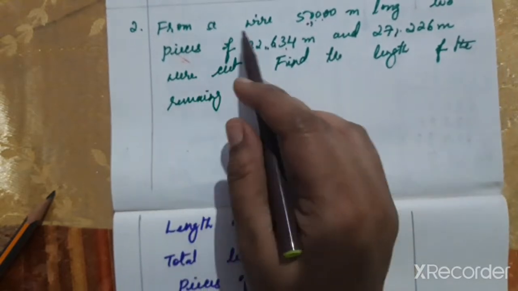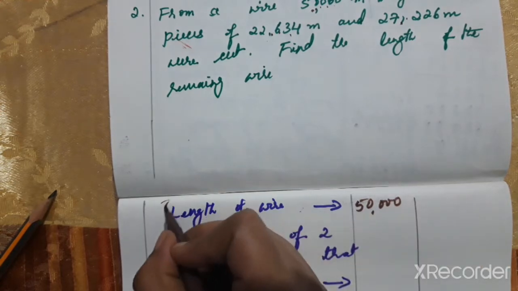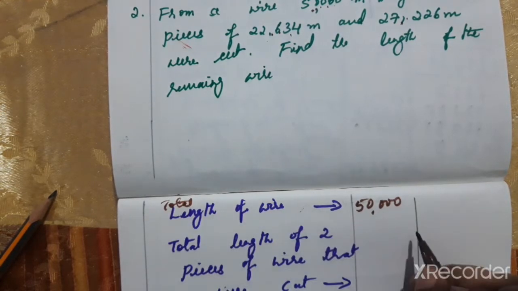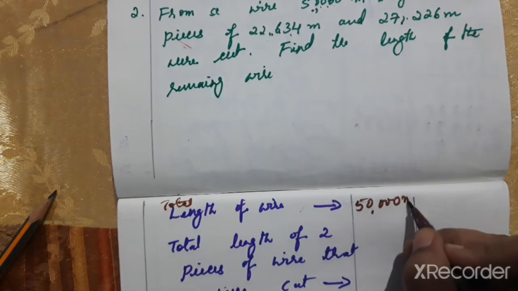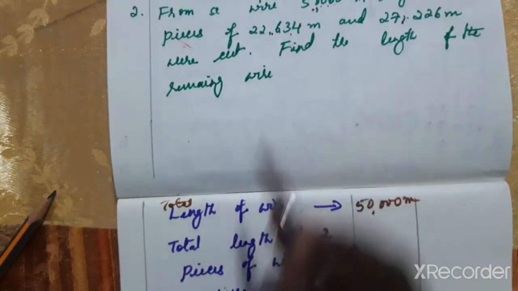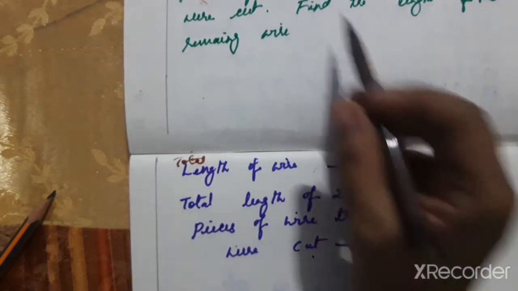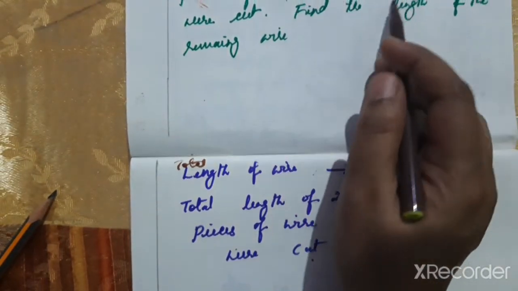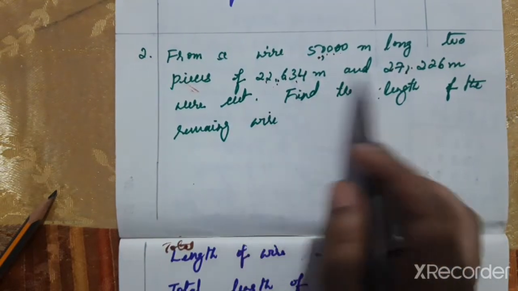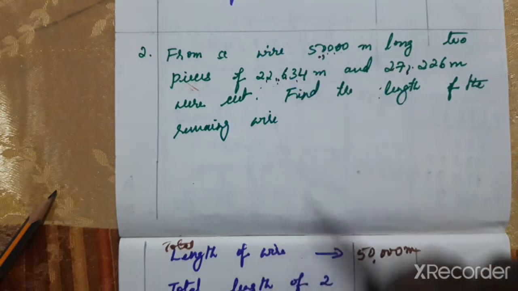So here length of a wire, total length of a wire is 50,000 meter. It is in a meter long pieces. Now total length of two pieces of wire that were cut, this is first piece and second piece. So total length of two pieces of wire that were cut. You can write your own sentence.